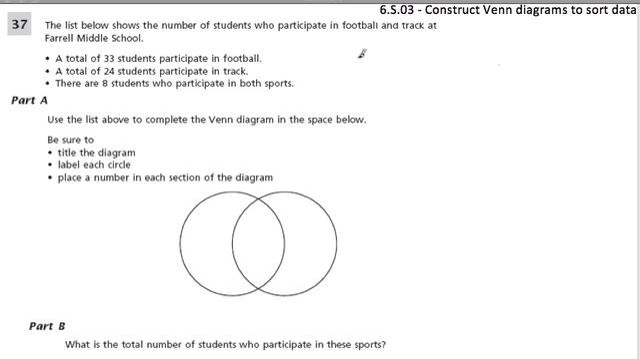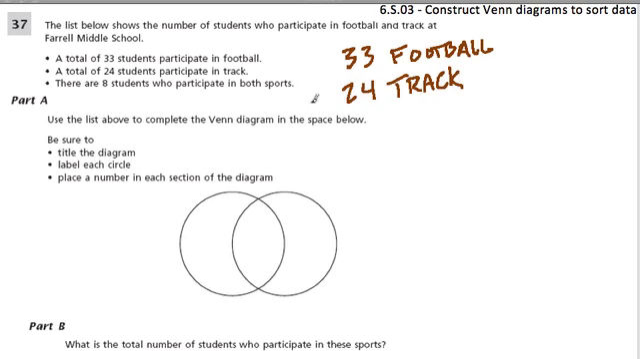Now the key here is to say, well, if there are 33 in football, and there are 24 in track. And this is where they get tricky. When they say there are 8 students who participate in both sports, they're not saying to add on to these numbers. They're saying, well, in total, a total of 33 students are in football and a total of 24 are in track. So out of this total, there are 8 students who participate in both teams.